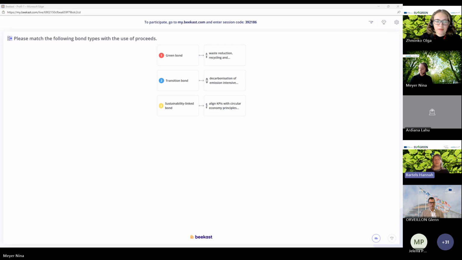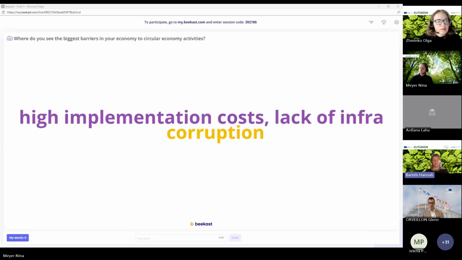So we can see that common use of proceeds differ for green bonds, transition bonds, and sustainability-linked bonds. And I think that's just important to also take into consideration when we think about bonds and how they relate to sustainability, and also in particular to circular economy considerations and perspectives. So yeah, thank you for participating. And I think we have a final open question, I believe.